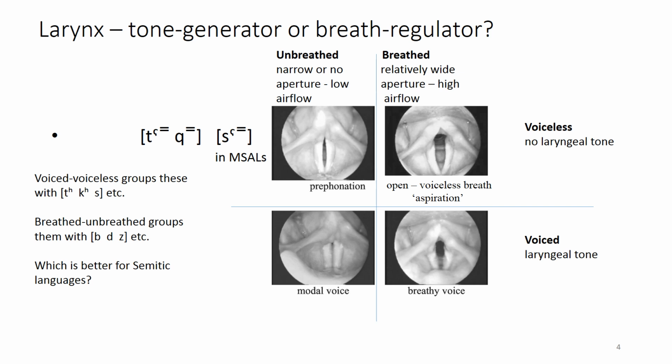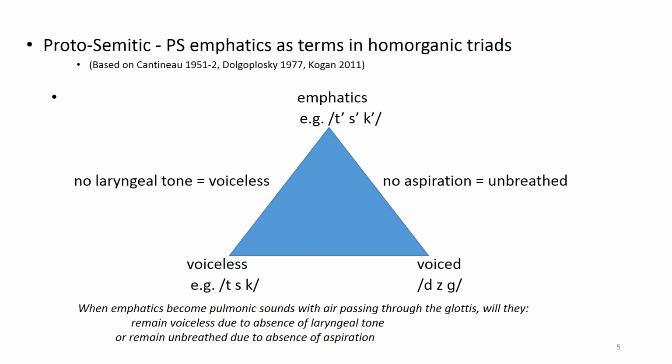Examples of the sounds in question are shown beside the pre-phonation image. The equal sign denotes unaspirated. So the question for this talk is which division is better for the laryngeal phonology of Semitic languages. A good place to start is with the consonants of Proto-Semitic.